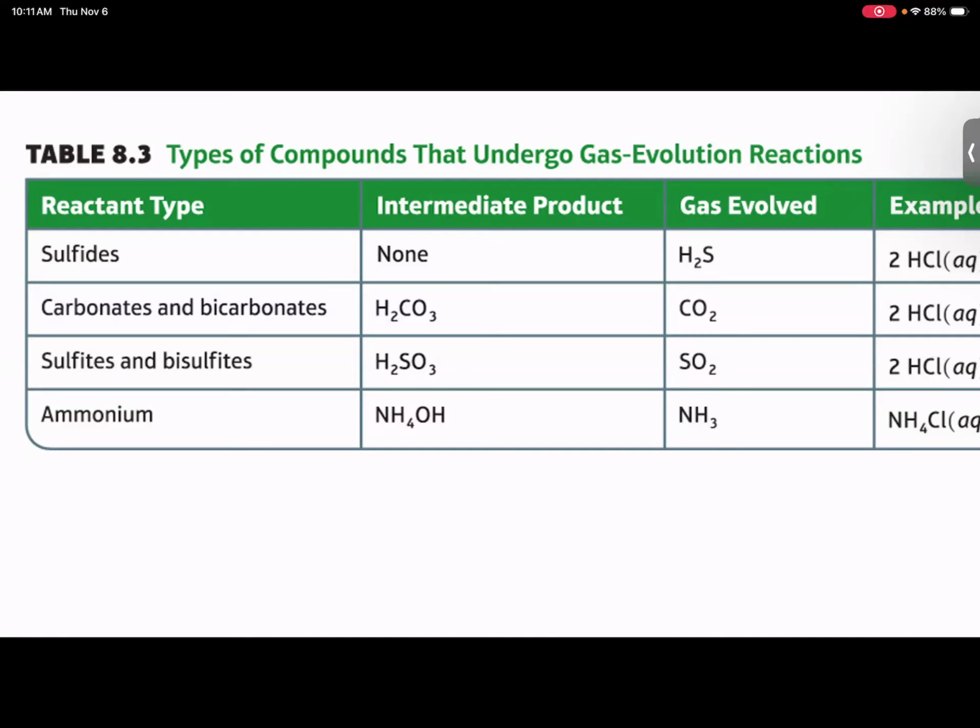So, sulfides and acids, you get H2S. Carbonates, bicarbonates, and acid, you get CO2. Sulfites and bisulfites with an acid, you get SO2. Ammonium with a base, you get ammonia.